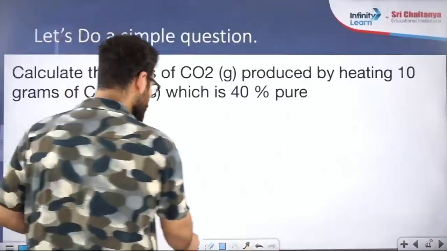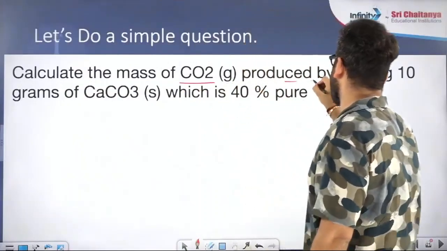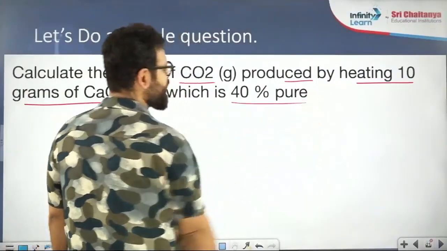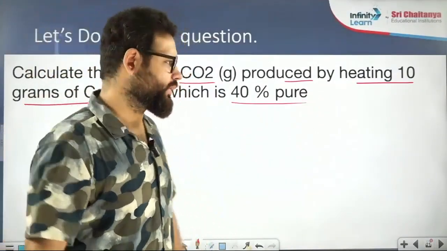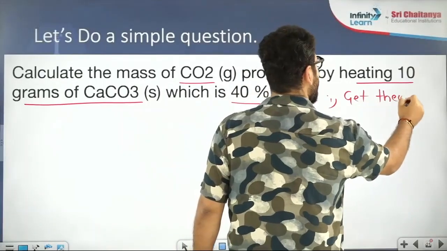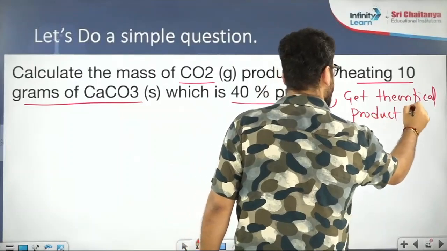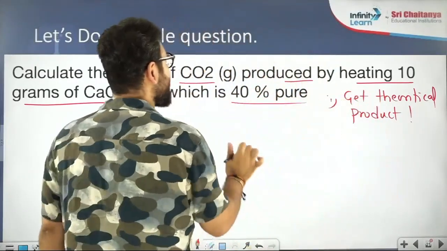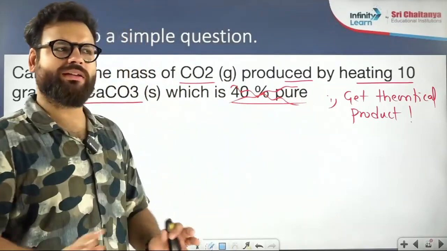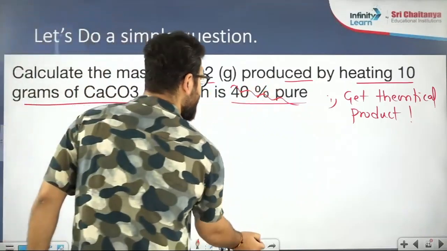First question. All of you see here. Calculate the mass of CO2 gas produced by heating 10 grams of CaCO3, which is 40% pure. How to deal with such questions? Step 1, get the theoretical product. You think that there is no percentage purity given. Nothing is given to us. Everything is perfectly fine. We will find the theoretical answer first.